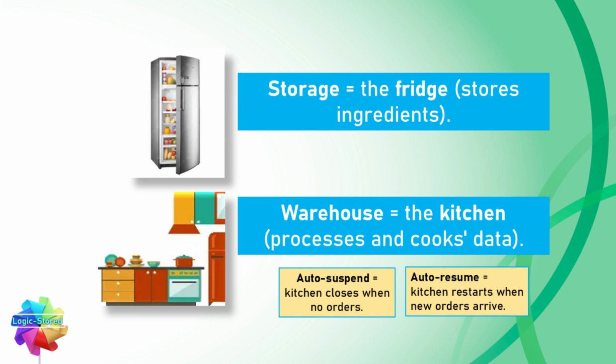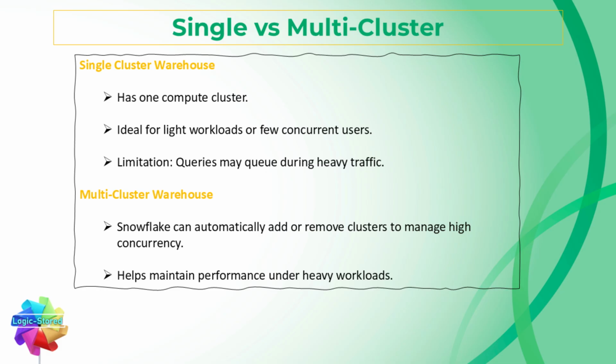Imagine you are in a restaurant. Storage is like your fridge, it holds ingredients. The warehouse is like your kitchen, it processes and cooks the data when someone places an order. When no one is ordering, the kitchen shuts down. That's auto-suspend in Snowflake. Now let's talk about scaling and concurrency.